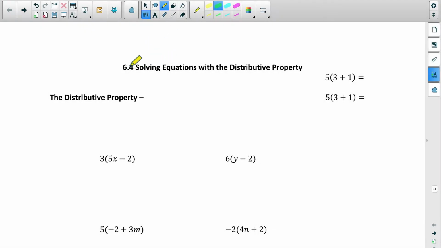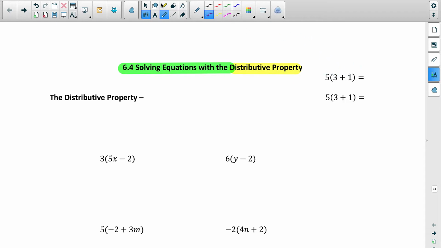Okay, we're going to solve more equations today, and we're going to use something called the distributive property. Put it in different colors. Distributive property. That is what we're going to be talking about today. Alright, before I introduce it to you, I have a question for you. What would be the answer to this question right here?